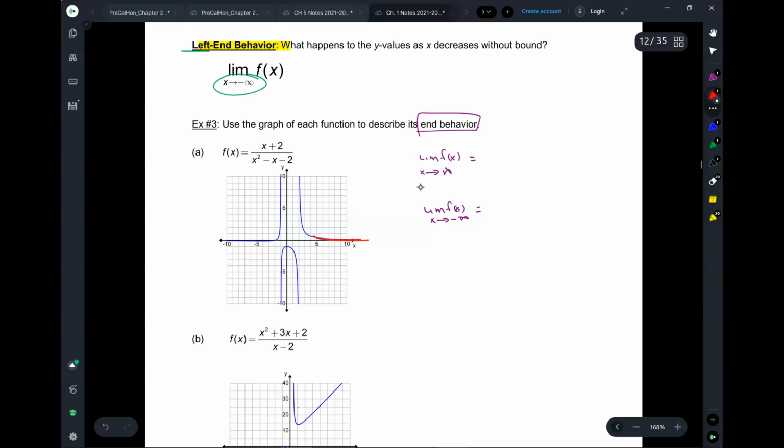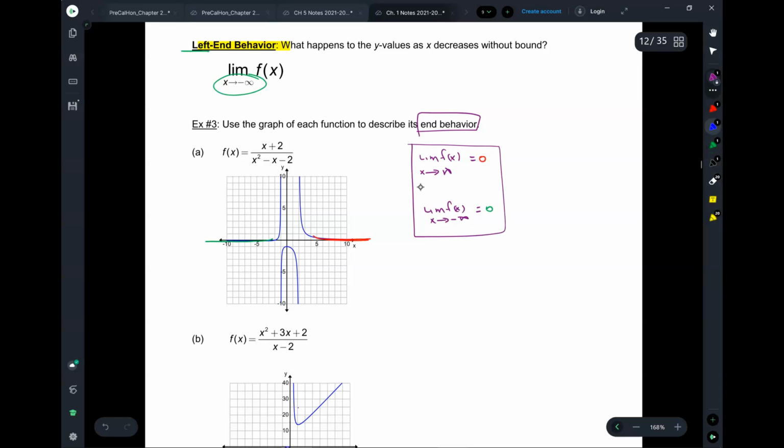Do you see how it looks like it's flattening out at y equals 0? So I say the limit is 0. And what about as x approaches negative infinity? At the far left of the graph, what's happening to the y values? Well, it looks like the y values are flattening out again at y equals 0. So that is how we answer this question.